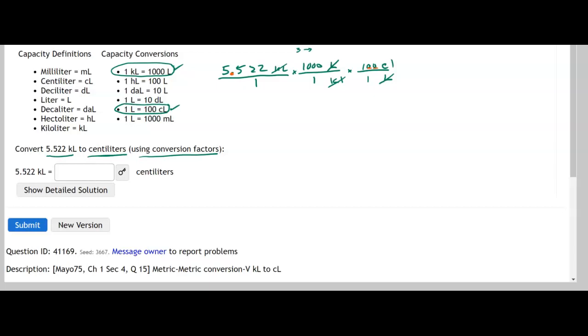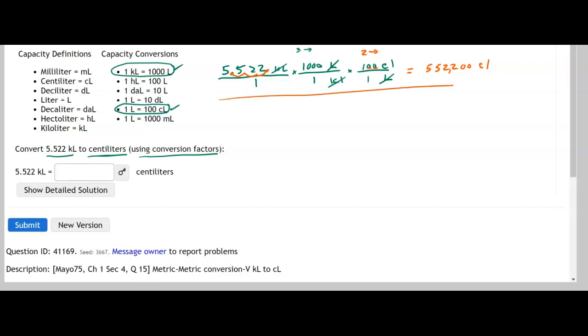And then with 100, since it has 2 zeros, that will move it 2 more places to the right. So the result of this really is just moving the decimal point 5 places to the right. So we have 5. And the 522, that will be 1, 2, 3 places when we multiply by 1,000. And then, since the decimal point will be here, to move it 2 more places, we'll have to add 2 more zeros. So that will be 552,200 centiliters.